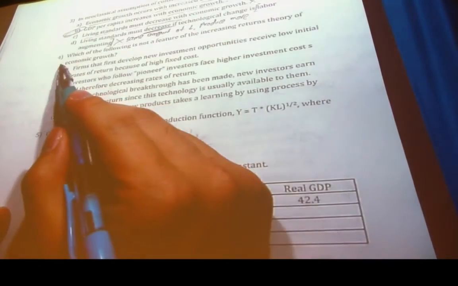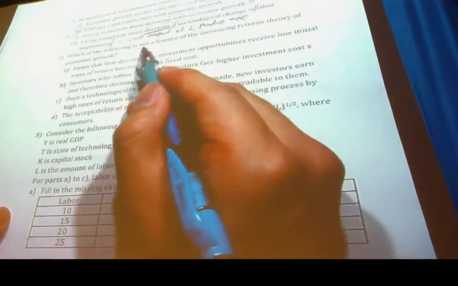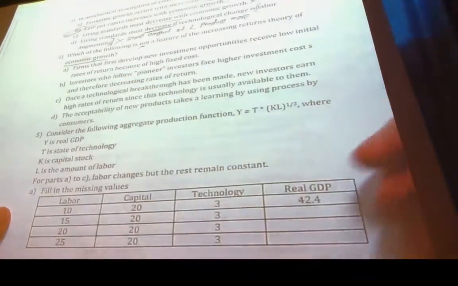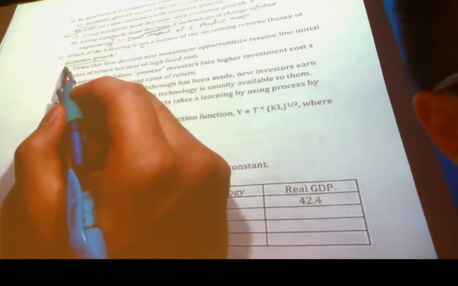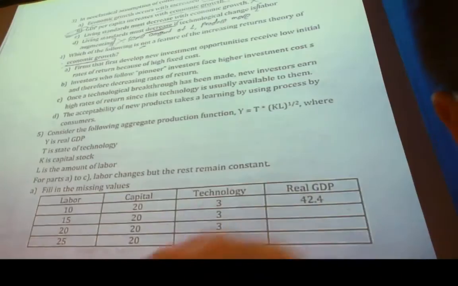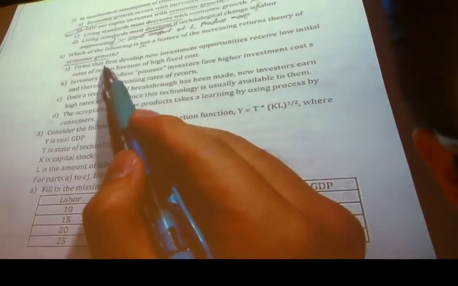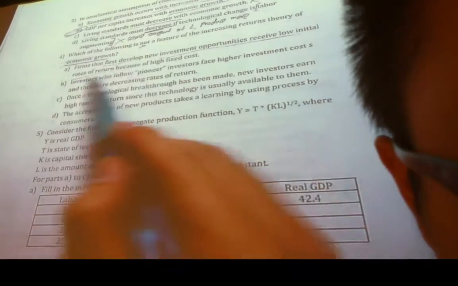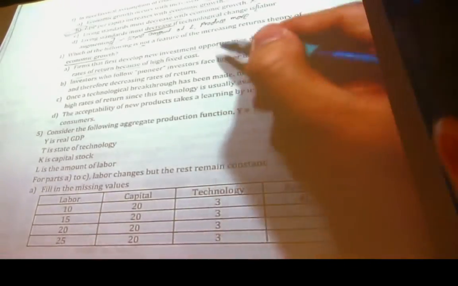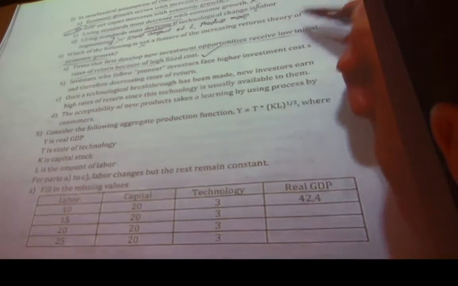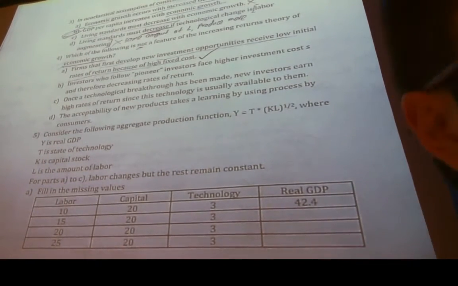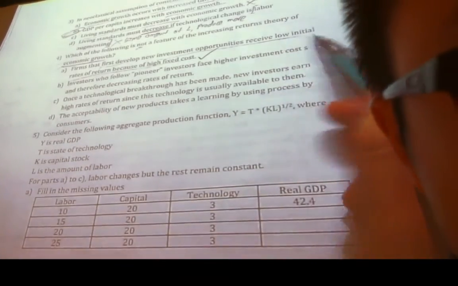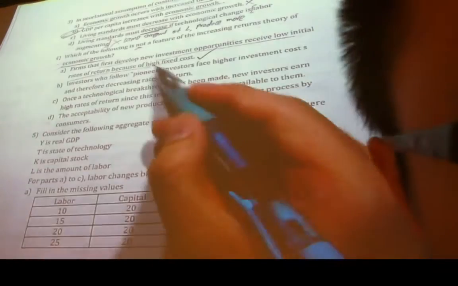So number 4, which of the following is not a feature of the increasing returns theory of economic growth? So this is talking about the endogenous growth model. So firms that first develop new investment opportunities receive low initial rates of return because of high fixed costs, which is true because, for example, when there's the firm who is the first one to develop new things, they actually have to spend a lot on R&D. So they are going to receive a low initial rates of return because of the high R&D costs.